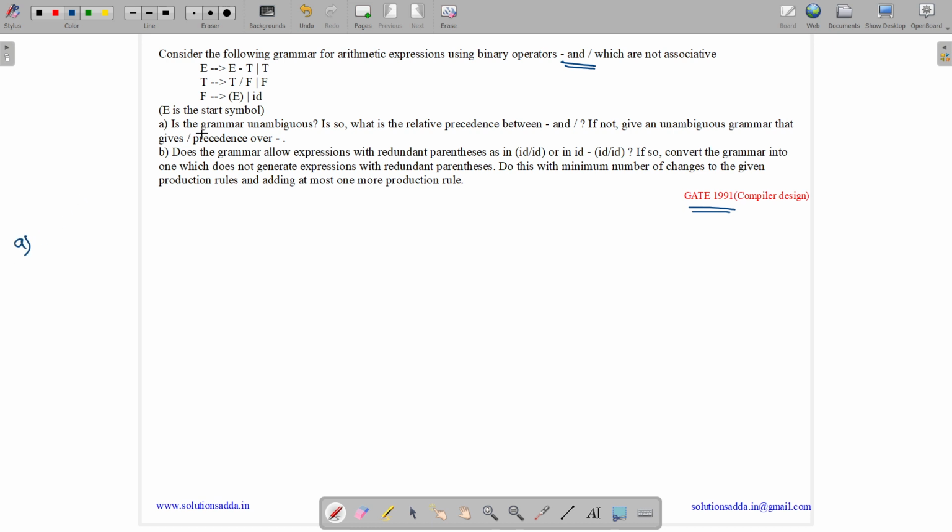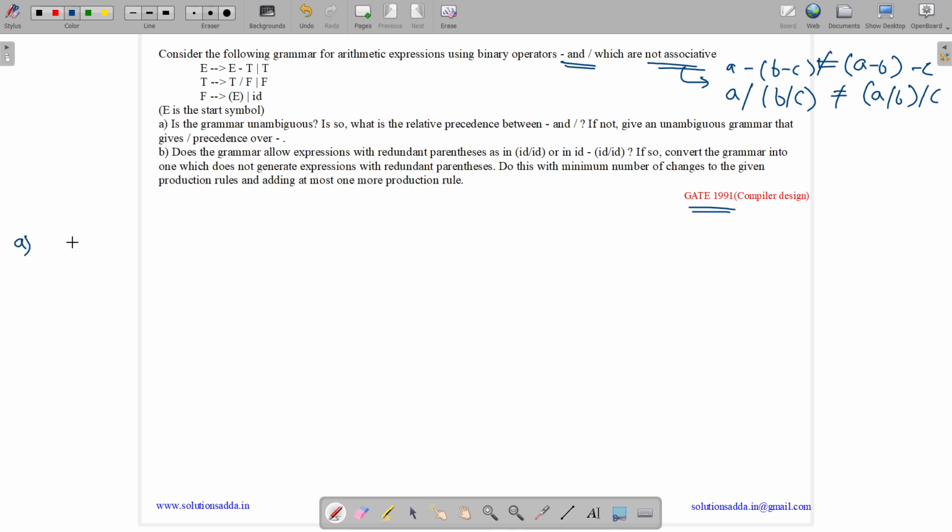Part A states, is the grammar unambiguous? If so, what is relative precedence between minus and divide? If not, give an unambiguous grammar that gives divide precedence over minus. First, let me tell you the meaning of non-associative. If minus is non-associative, it means A minus B minus C is not equal to A minus, B minus C. And divide is not associative, which means A divided by B divided by C is not equal to A divided by B whole divided by C. Which means we can't change the associativity of this parenthesis.